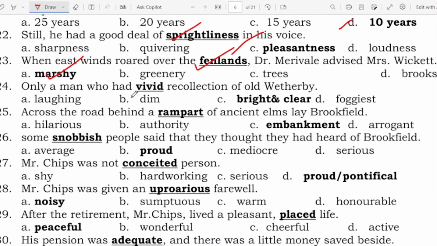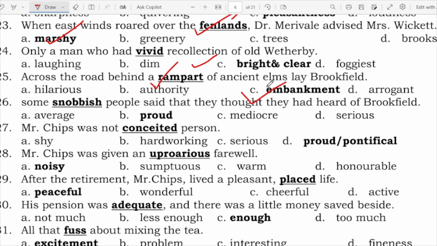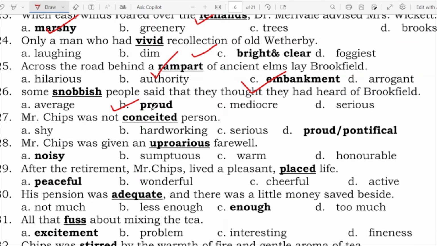Only a man who had a vivid, that is bright, clear, recollection of old weather. Weather-vane, this is a word. Across the road behind, rampant, rampant means everywhere, embankment. Around the Brookfield school there were huge elm trees. Some snobbish, that is proud people, said that they thought they had heard of Brookfield. Mr. Chips was not conceited. Conceited means proud.